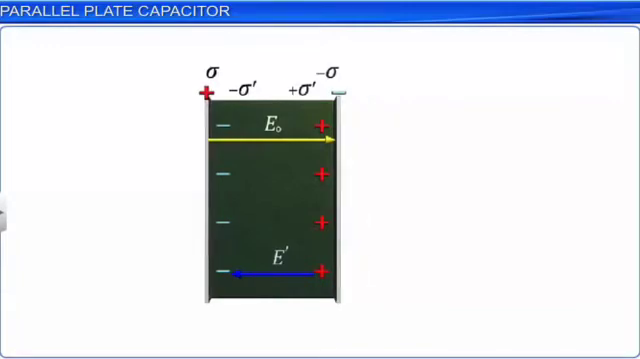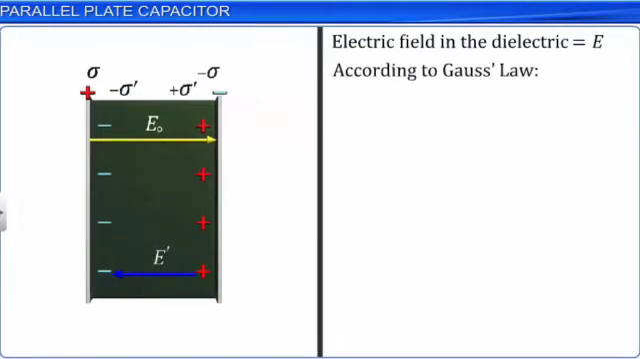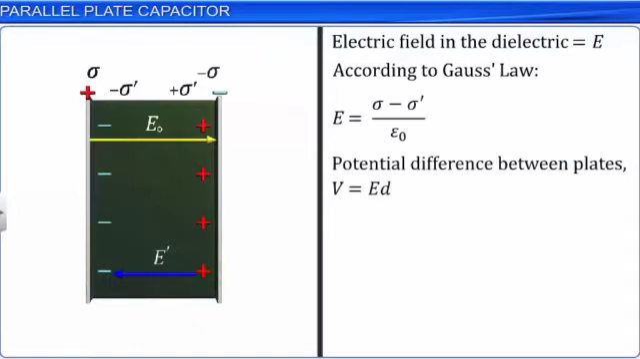Then, according to Gauss' law, the electric field strength E in the dielectric will be E is equal to (sigma minus sigma dash) by epsilon naught, which is less than the magnitude of E naught. The potential difference between the plates V is equal to ED, which now becomes V is equal to (sigma minus sigma dash) into D by epsilon naught, and hence V is less than V naught.